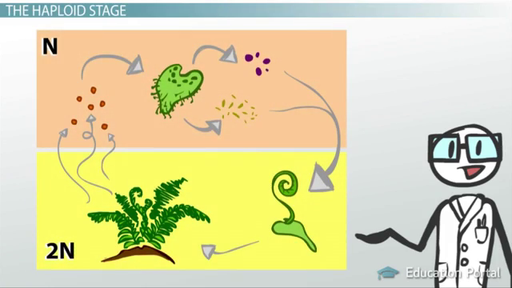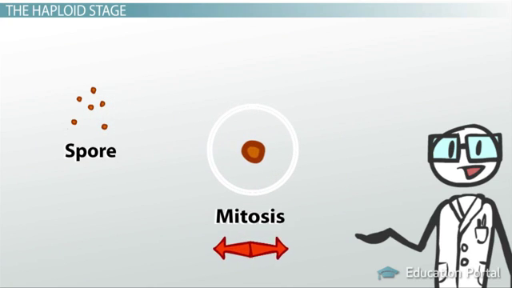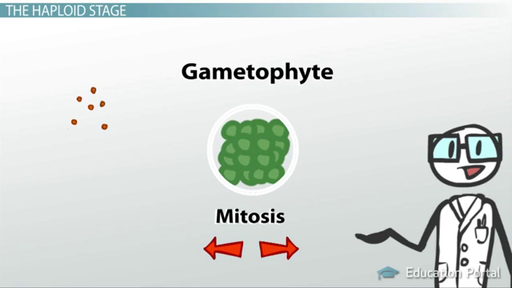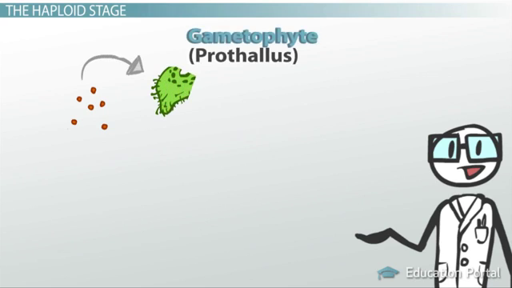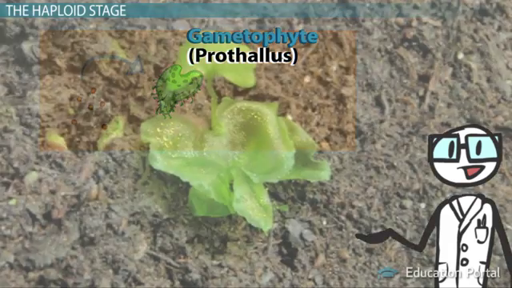We will use this diagram to illustrate the life cycle of ferns. The fern begins with the haploid stage as a spore. The spore will undergo mitosis in order to create many identical haploid cells. This group of cells is called the gametophyte. We can see in our diagram that the spore develops into the gametophyte. Most fern gametophytes look like heart-shaped leaves and are smaller than your pinky nail.